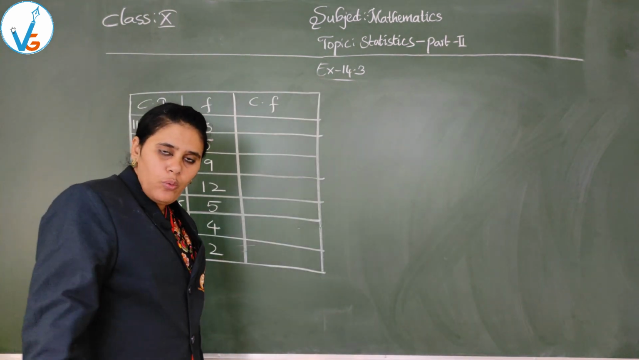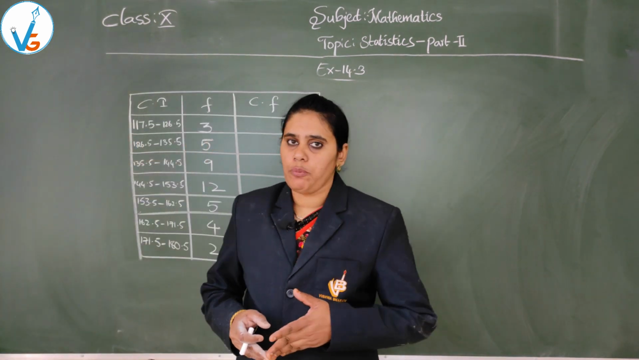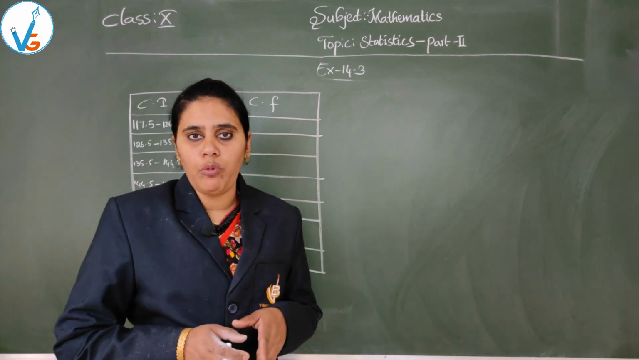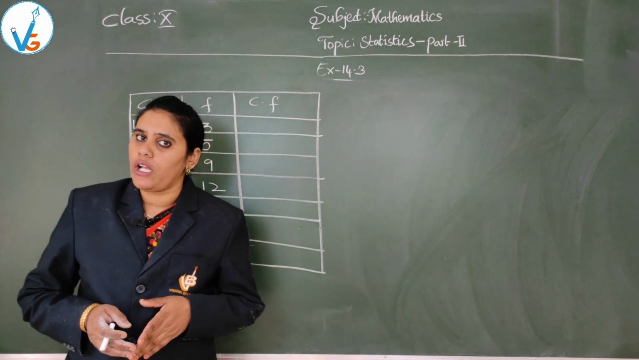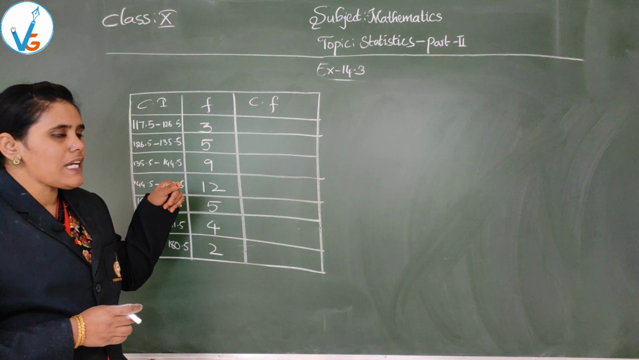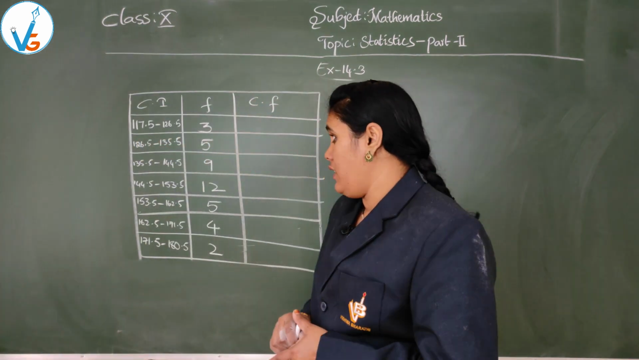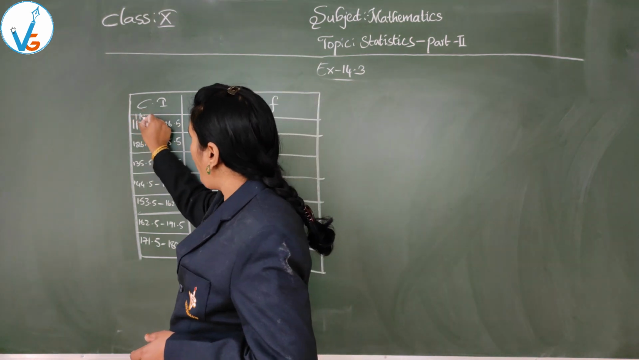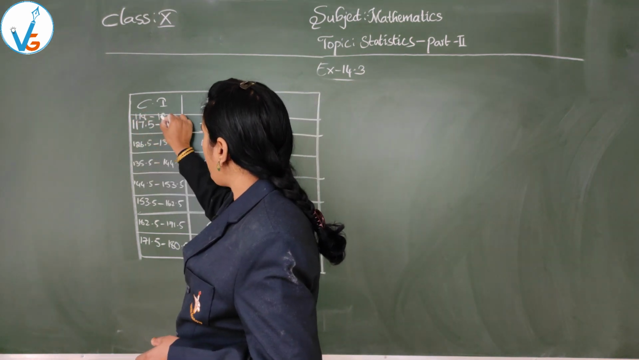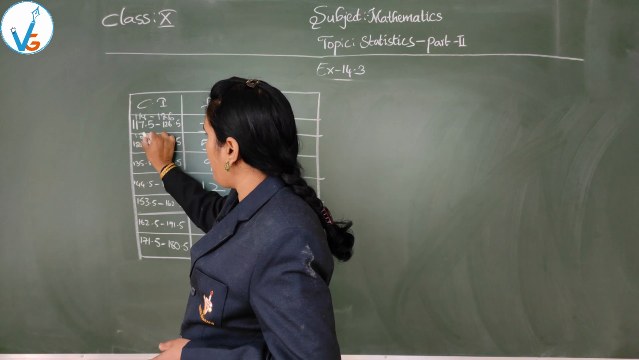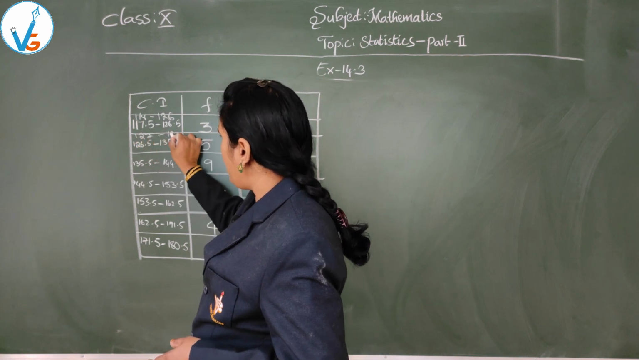Okay. So now here we are going to solve the problem of our exercise 14.3, the next fourth one. So now you see here the class intervals are given for you as 118 to 126 in the textbook. Here it is given 127 to 135.